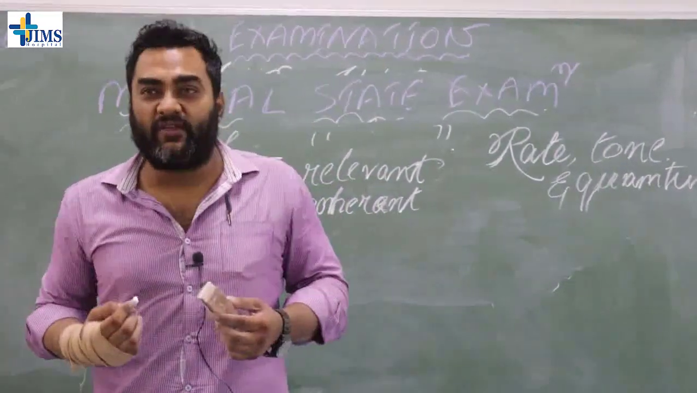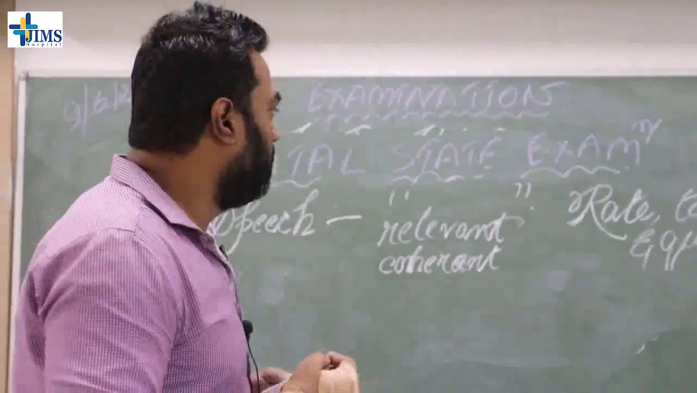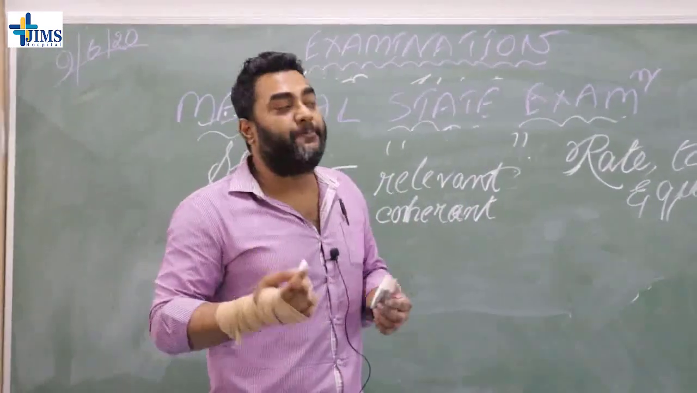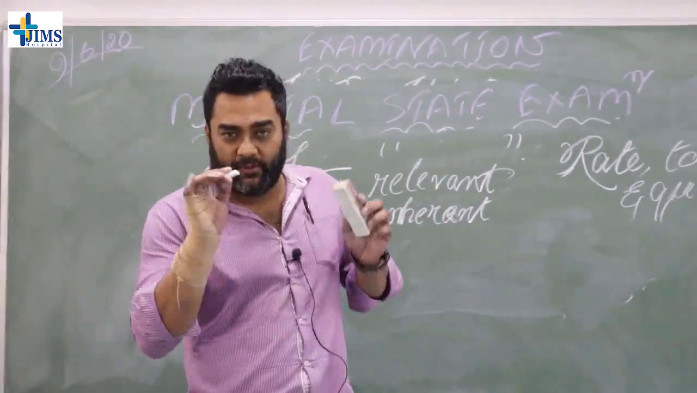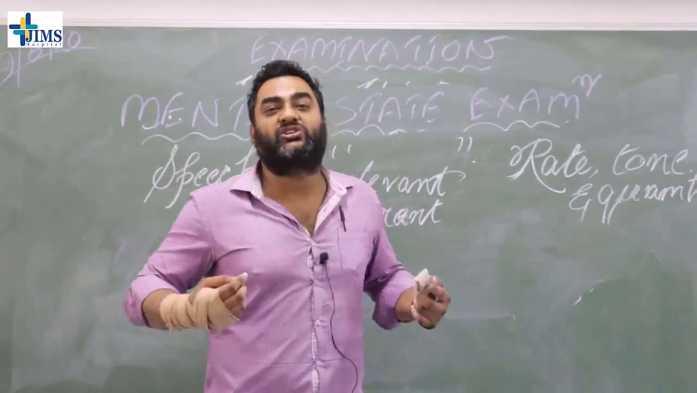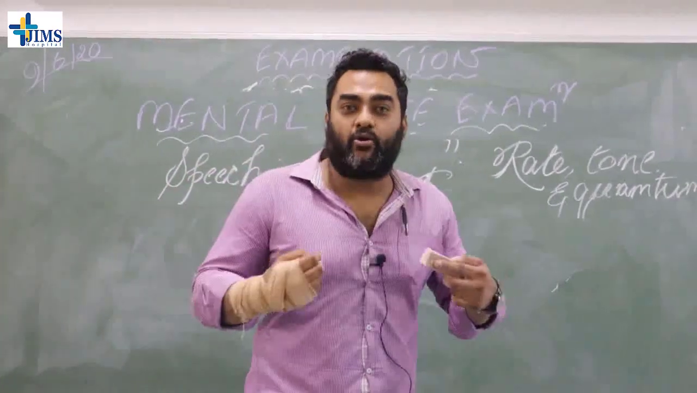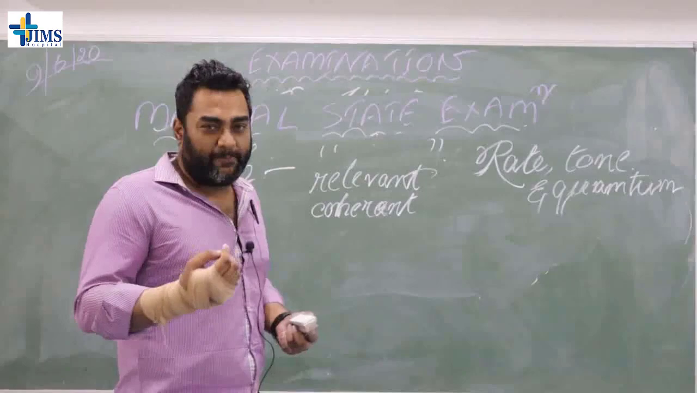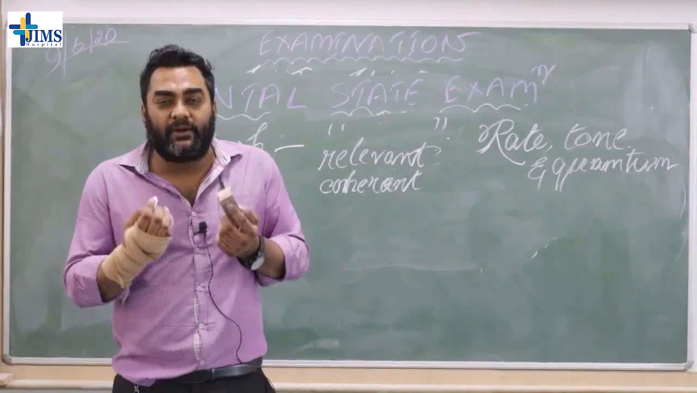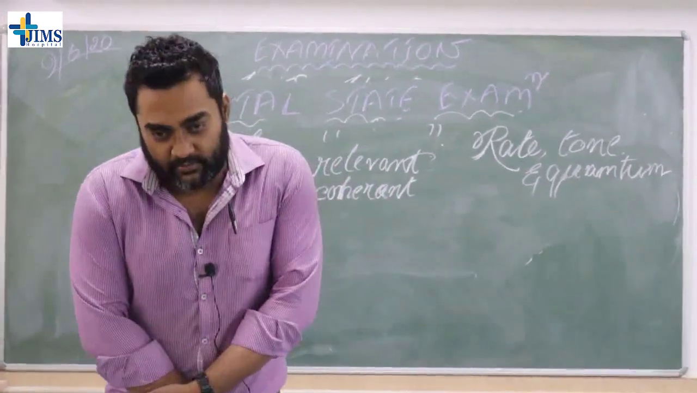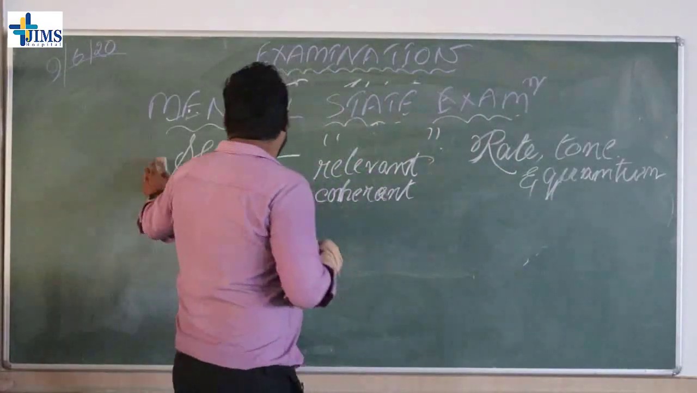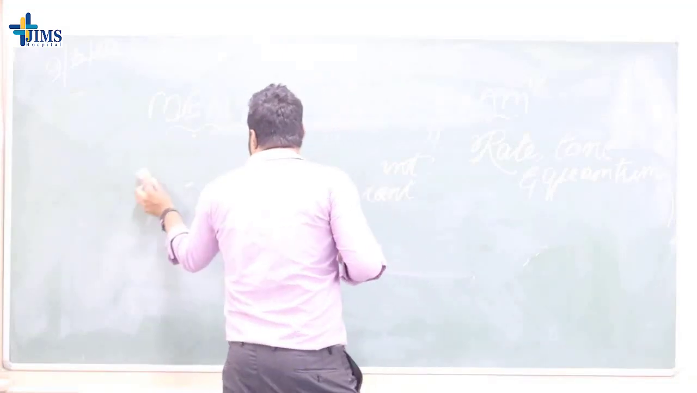Rate: whether the patient is speaking very fast or very slow, how many words the patient is speaking. Rapid speech we find in many patients, but in a depressed patient, the rate of speech will be decreased. It will be subdued. Tone: in a manic patient, he will be shouting, but a depressed patient won't be shouting. The patient is already sad, so the tone will be decreased, diminished. It will be like that. Then quantum of speech.